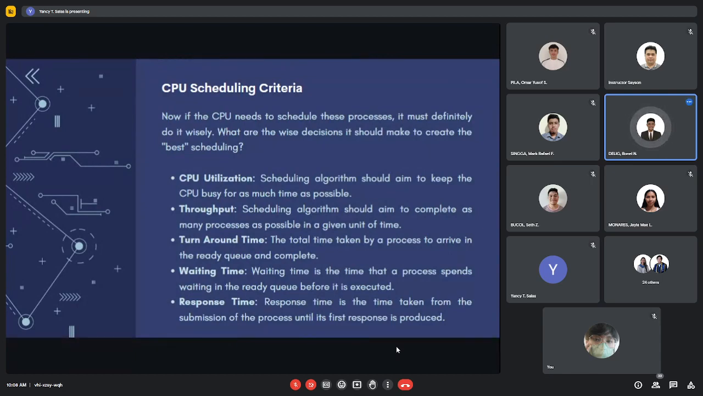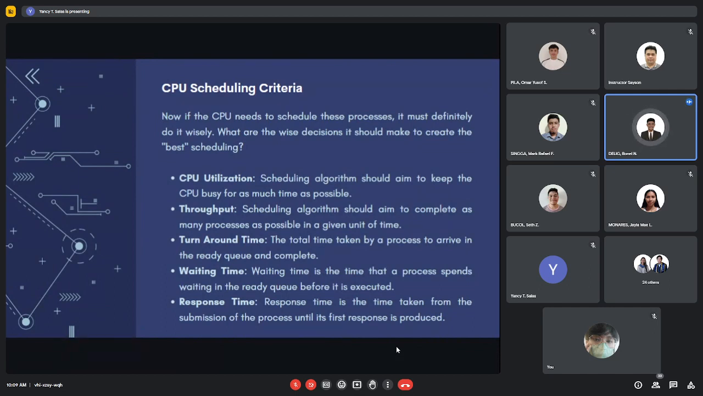Next is waiting time. Waiting time is the time that a process spends waiting in the ready queue before it is executed. So in the ready queue, the processes wait because there is still one process that is executing. So the scheduling algorithm must minimize this waiting time that the processes spend waiting. So the time a process waits to be executed should be small.